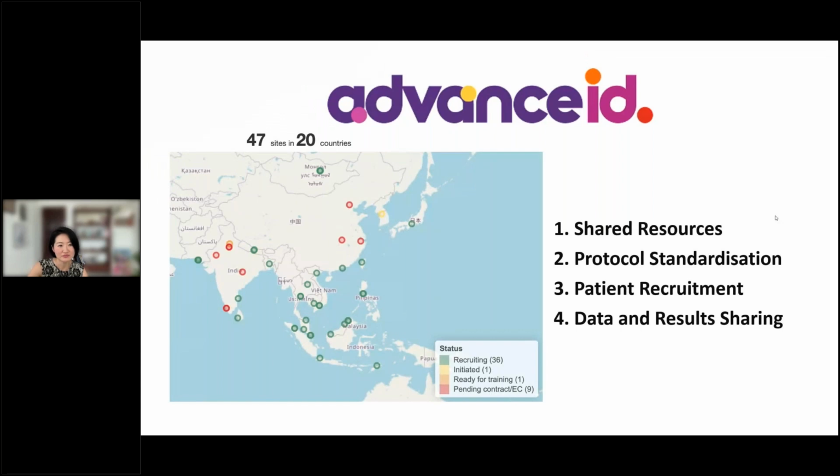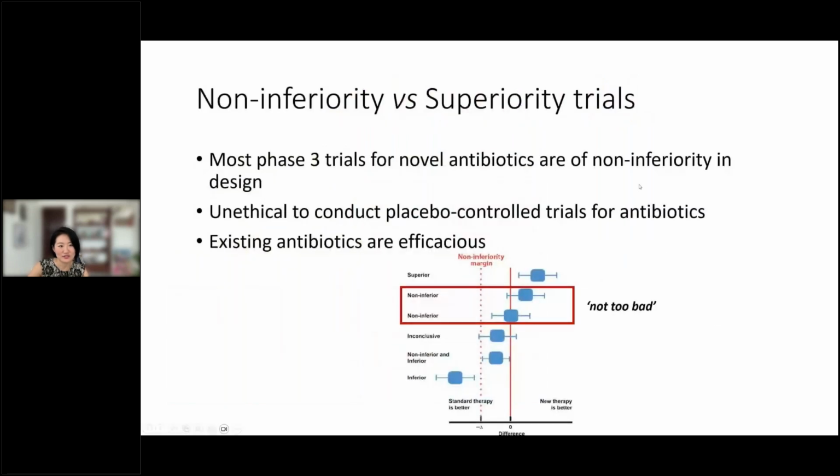Another issue I would like to highlight is the common use of non-inferiority hypothesis in novel antibiotic phase 3 trials. They are widely used because placebo-controlled trials are no longer considered ethical, as existing antibiotics are highly efficacious for antibiotic-susceptible infections. In non-inferiority trials, we decide on a margin which we are willing to sacrifice in terms of clinical efficacy for its potential benefit in reduction in side effects, costs, and so on. However, this margin is potentially subjective and often requires a panel consensus to agree upon. And this idea of accepting not-too-bad treatment as the new standard of care may pose ethical issues.